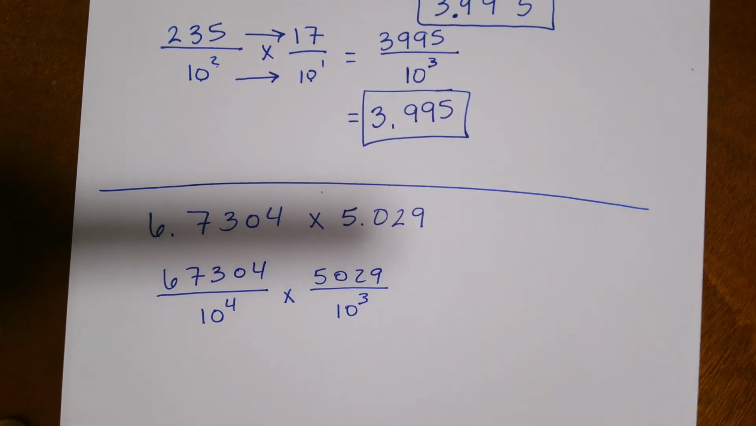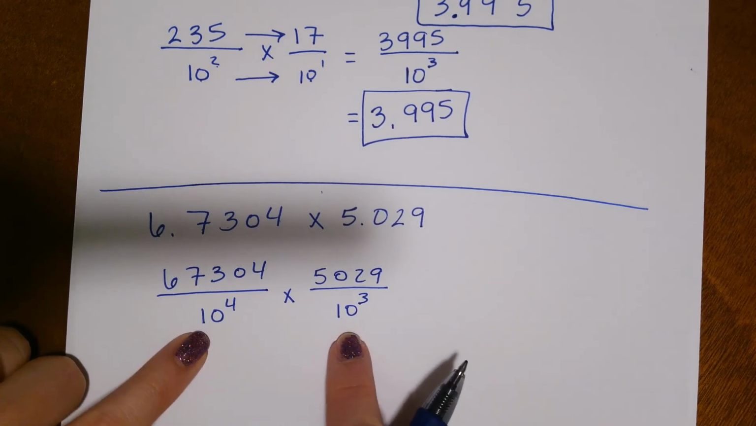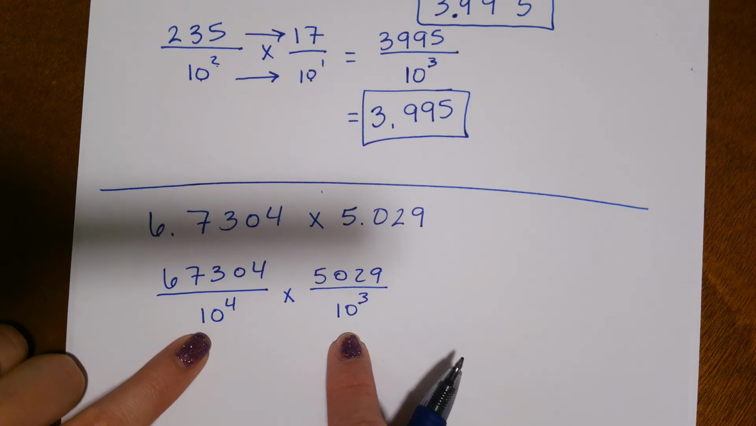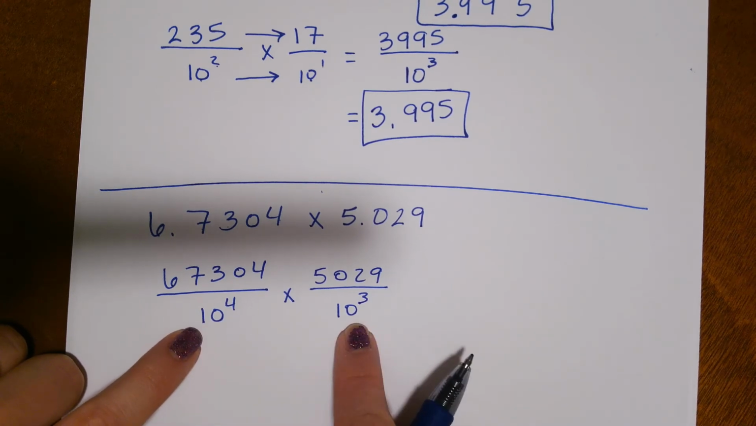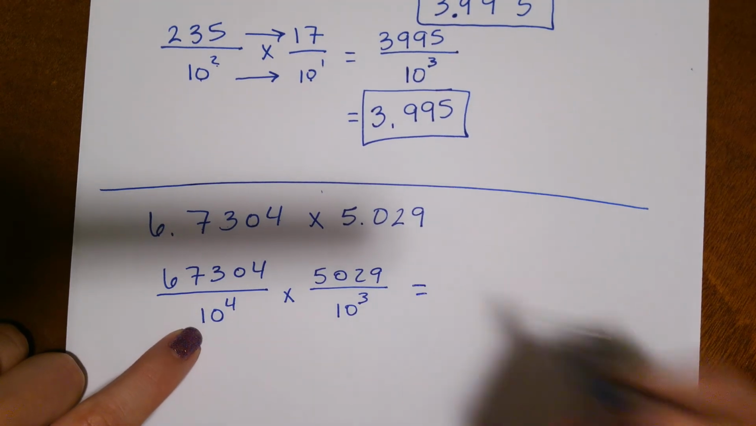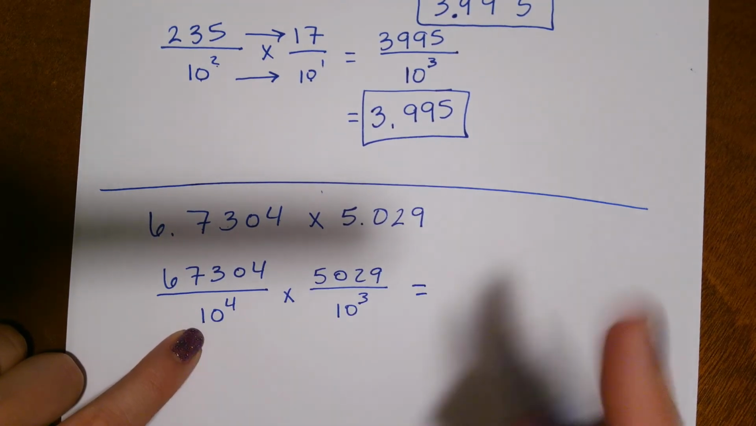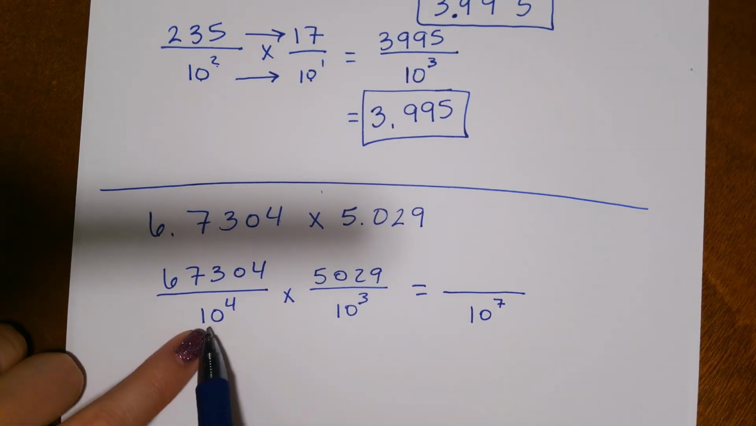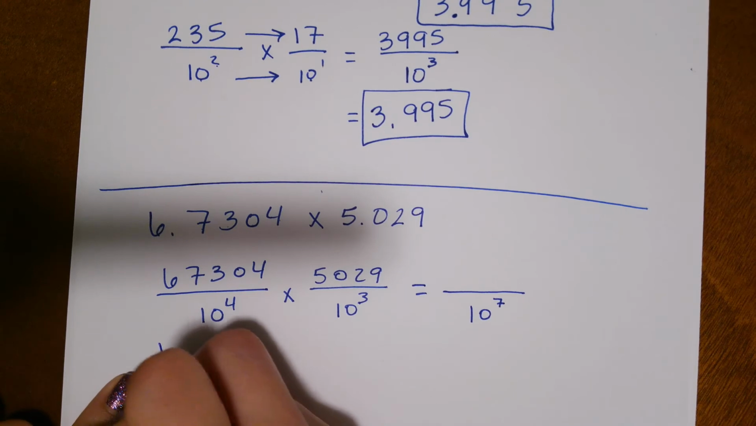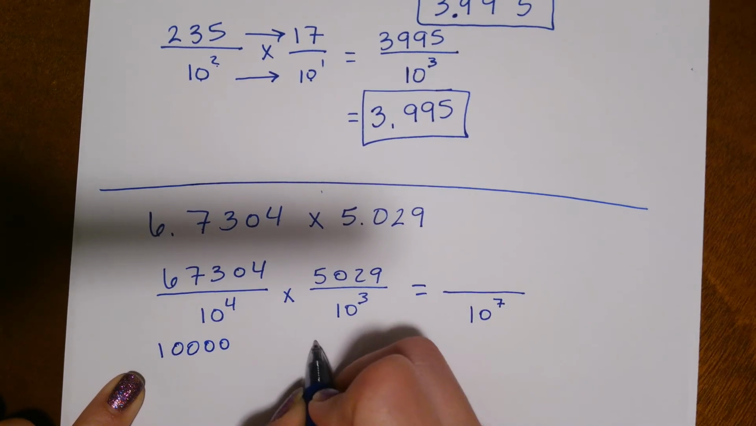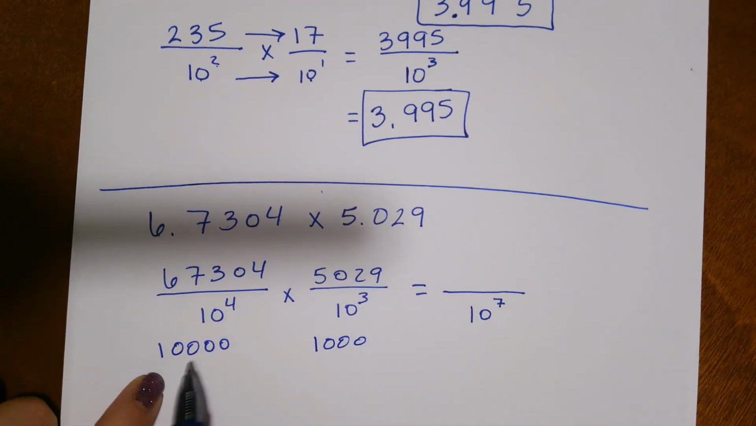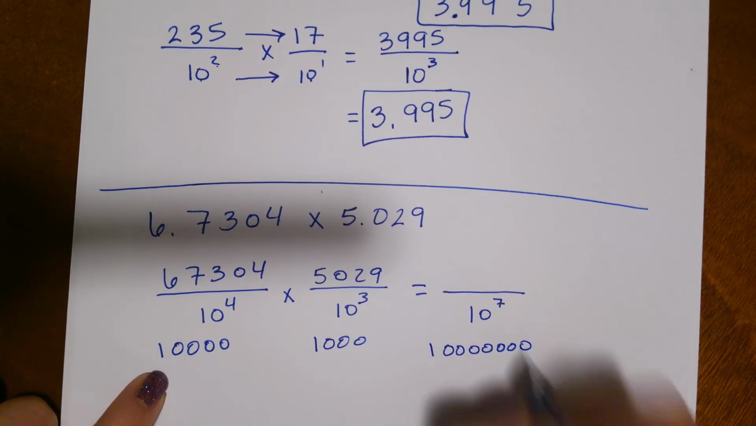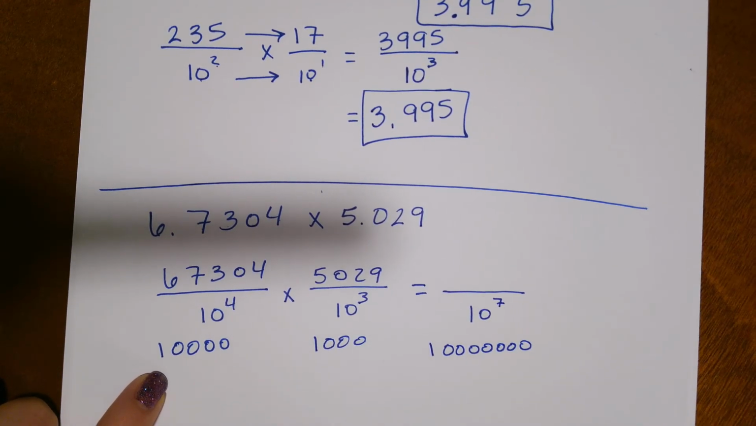times 5.029 as the decimal fraction is 5029 over 10 to the 3rd. So I have 10 to the 4th times 10 to the 3rd, right? Just using my algorithm for multiplying fractions. 10 to the 4th times 10 to the 3rd, I know I'm going to end up with 10 to the 7th. If you need to multiply that out, that's fine. 10 to the 4th means 1, 2, 3, 4, and 10 to the 3rd is 1,000. So if I multiply that out, I'm going to end up with this right here, which is 10 to the 7th power.